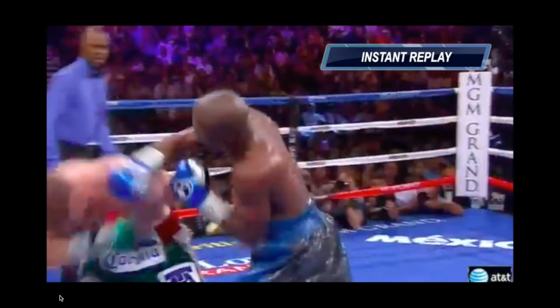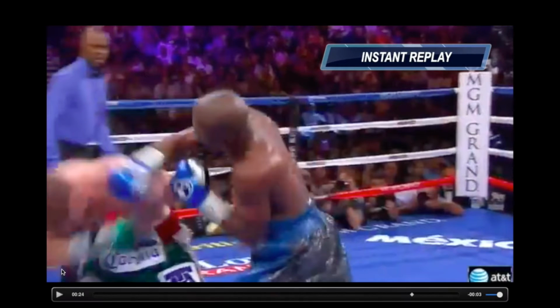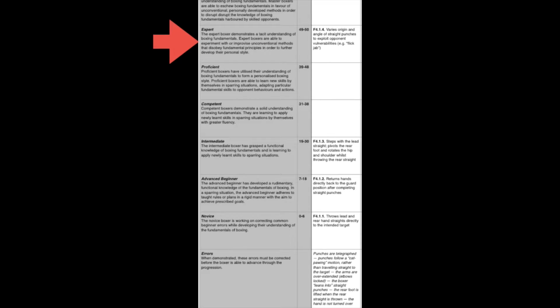We can see from Floyd landing this 1-2 combination that he's able to throw, as well as adapting the right hand slightly by changing the trajectory or positioning his shoulder differently, he's still able to throw an incredibly correct right hand 1-2 combination when needed. Floyd is able to vary the origin angle of straight punches to exploit opponent vulnerabilities. He's just throwing his straight punches slightly technically different, not incorrect, but something that deviates from the textbook standard. But there is a purpose behind it.